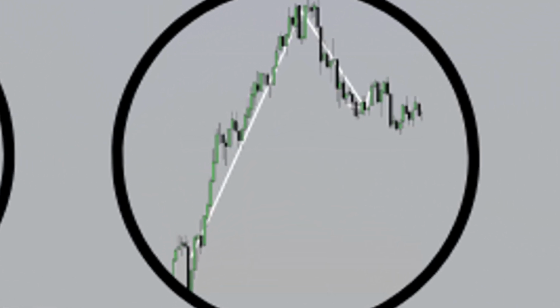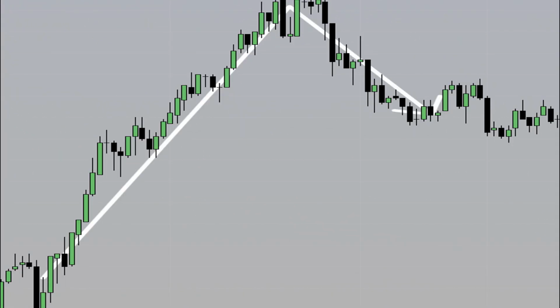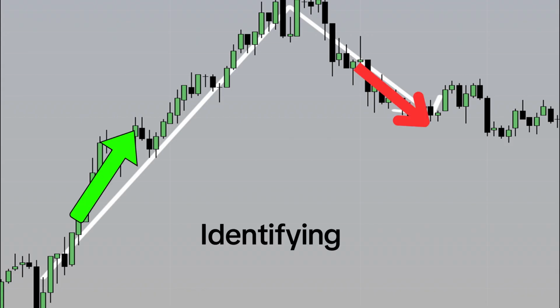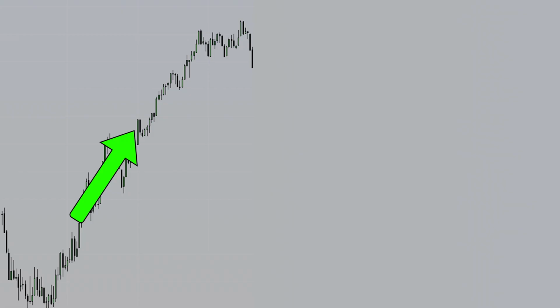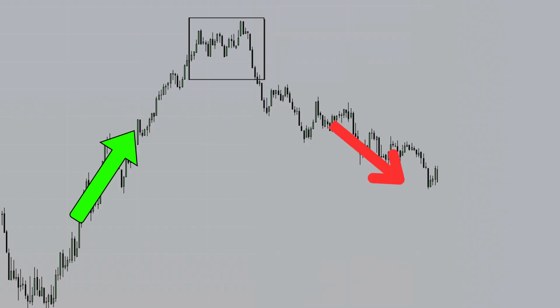Reversal. A reversal is when the market changes direction from an uptrend to a downtrend, or vice versa. Identifying reversals early can help traders capitalize on the new trend. Here, we see an uptrend making higher highs and higher lows, but now we see price start to slow down a little, then it reverses, becoming a downtrend.